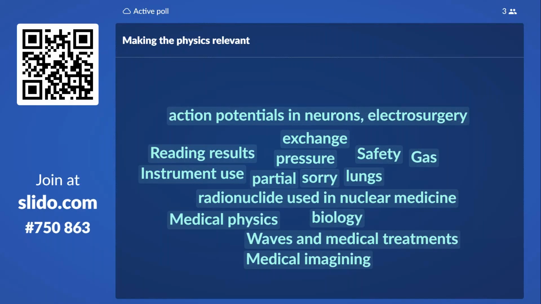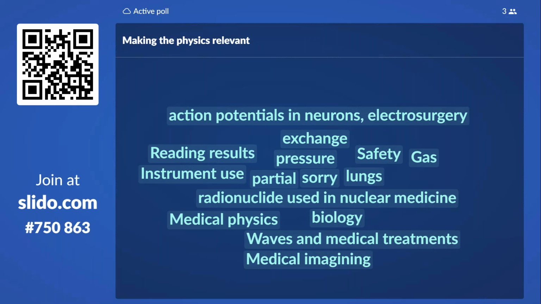Okay, so we can see we've got quite a few different suggestions in there. So talking about action potentials in neurons and electrosurgery exchange, reading results, pressure, safety, gas instrument use, partial pressure, so for lungs and so on, radionuclei used in nuclear medicine, medical physics, waves and medical treatments, medical imaging. Good, so lots of different suggestions on there. Thank you very much for those.